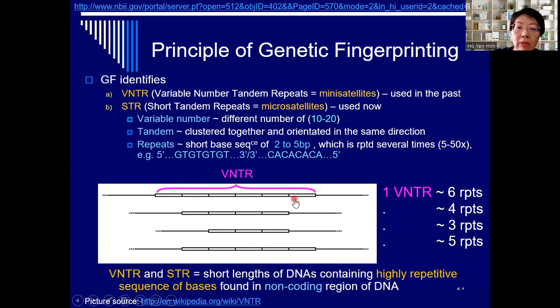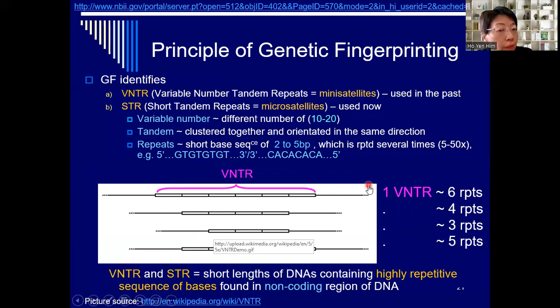Repeats of what? This particular segment is a length of DNA between 2 to 5 base pairs that keeps repeating itself. Imagine this is GT, then GT, GT, GT, GT, GT again. So in this VNTR, it repeats 6 times. This region is called the VNTR, variable number tandem repeats, because these repeated base sequences are arranged in a cluster, so it's called tandem, and in the same direction: GT, GT, GT, GT. So this is VNTR.